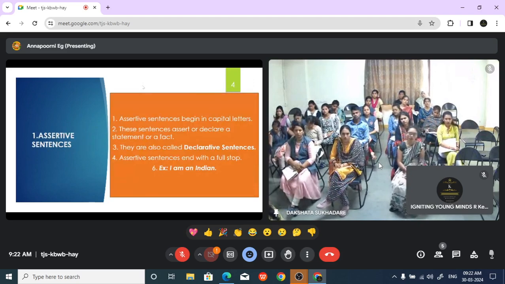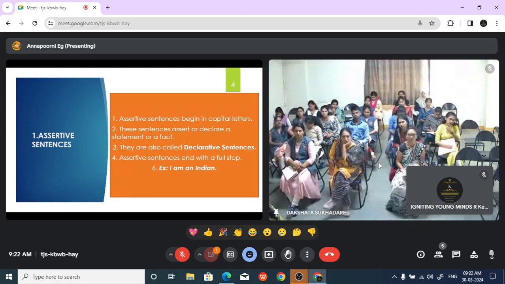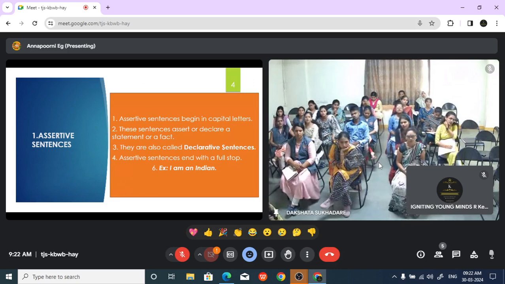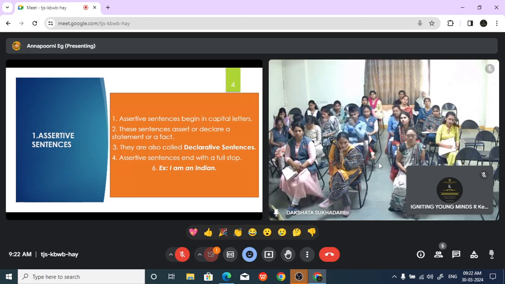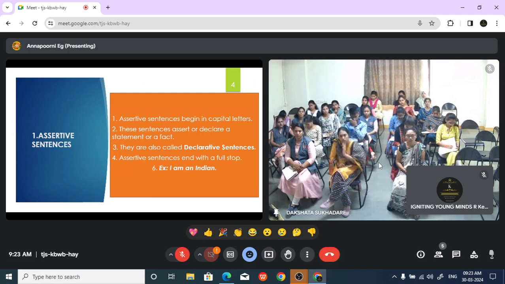Now let's move to the first type, assertive sentences. Assertive sentences are sentences that begin with a capital letter and end with a full stop. Those sentences that end with a full stop are all called assertive sentences. They are called assertive because they assert a statement. They state a fact, something true.